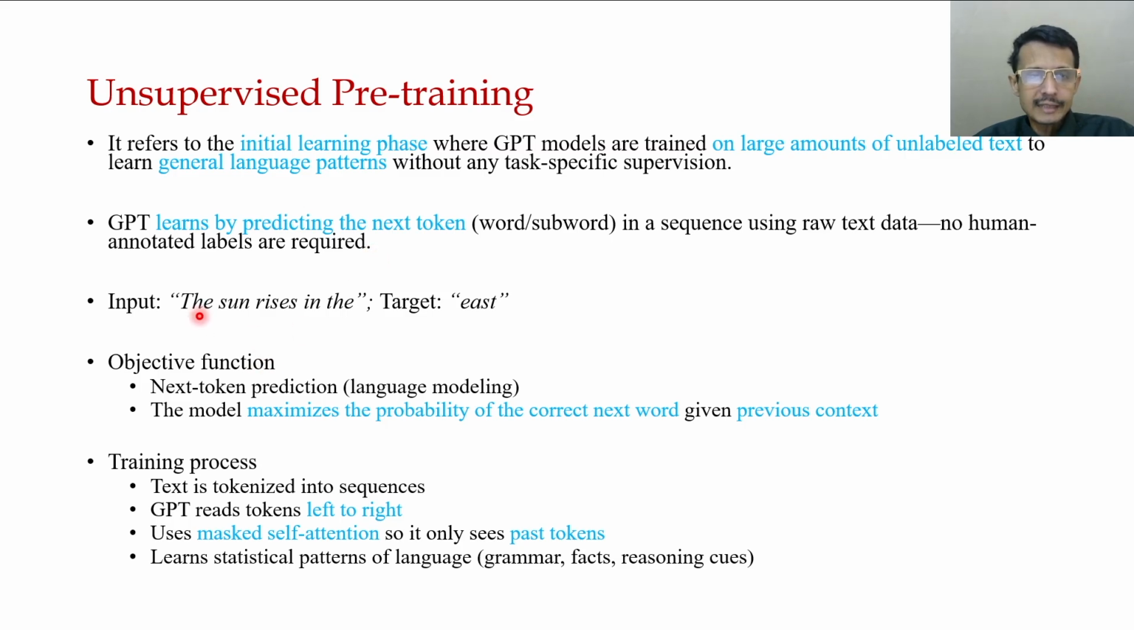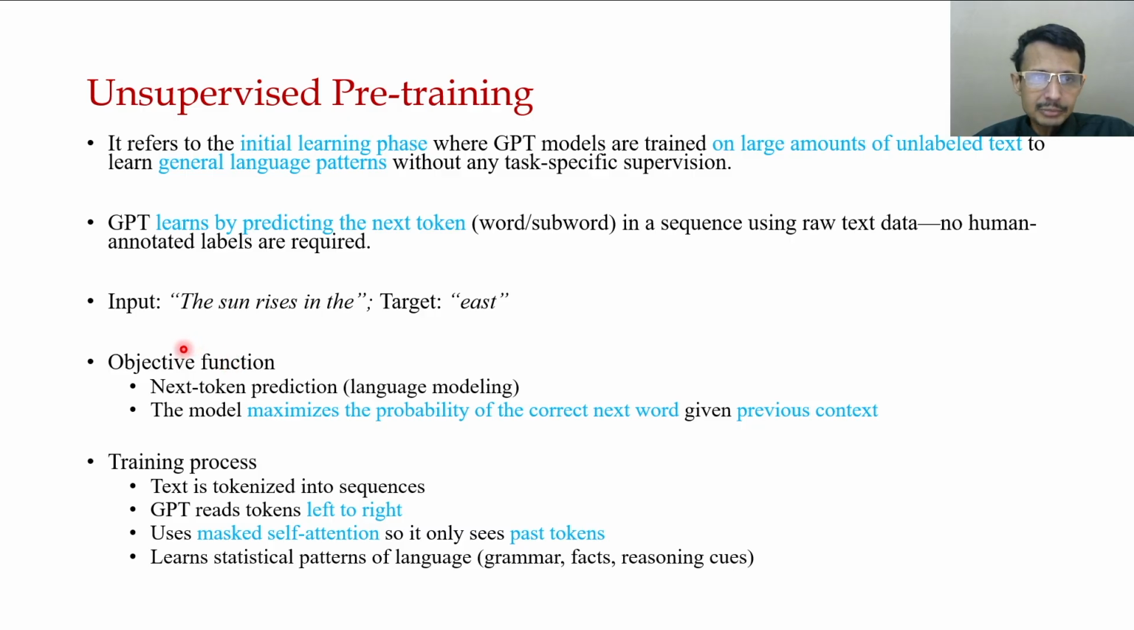Take an input sentence like "the sun rises in the east". This part is given to the GPT, and it is expected that it will output the rest. If it does not output this, there is a loss, then we calculate the loss and accordingly update the parameters so that it generates the right answer. This is how it is being trained, but it is trained on a very large amount of text.